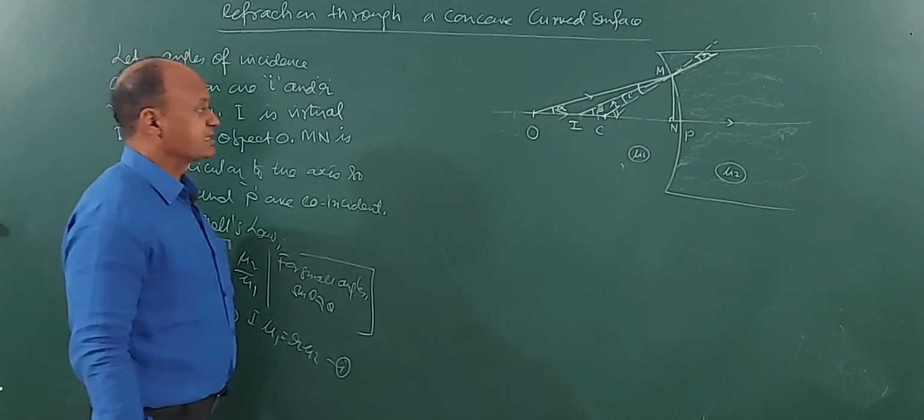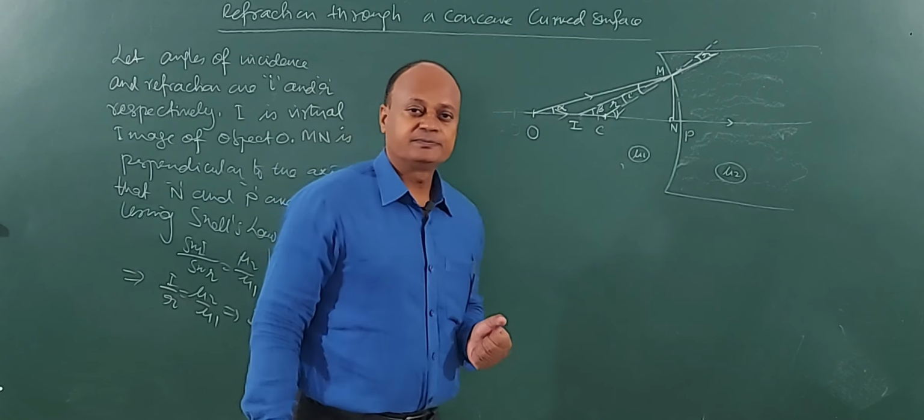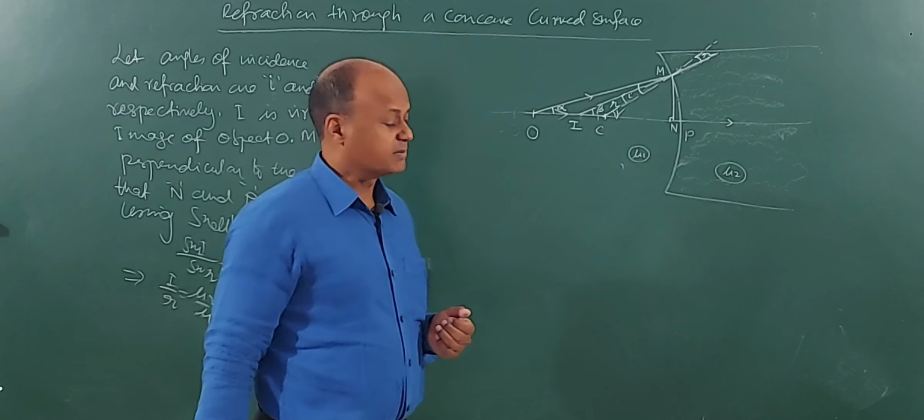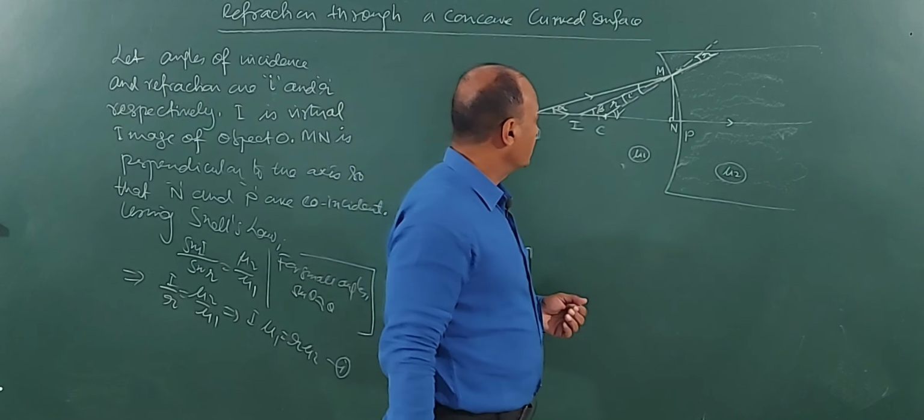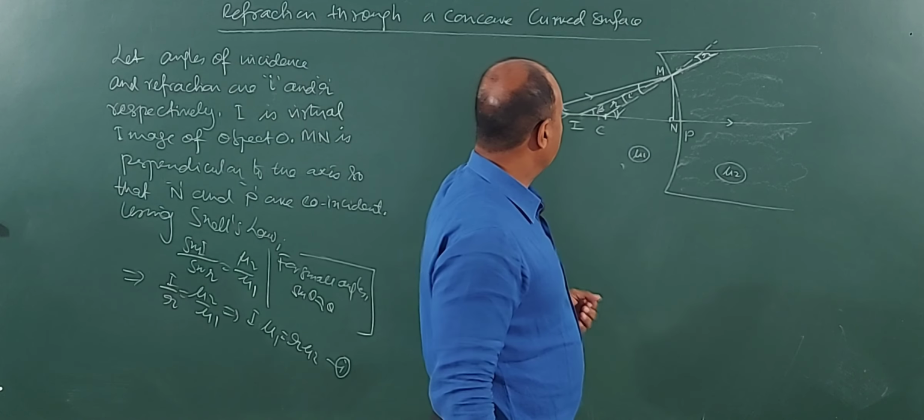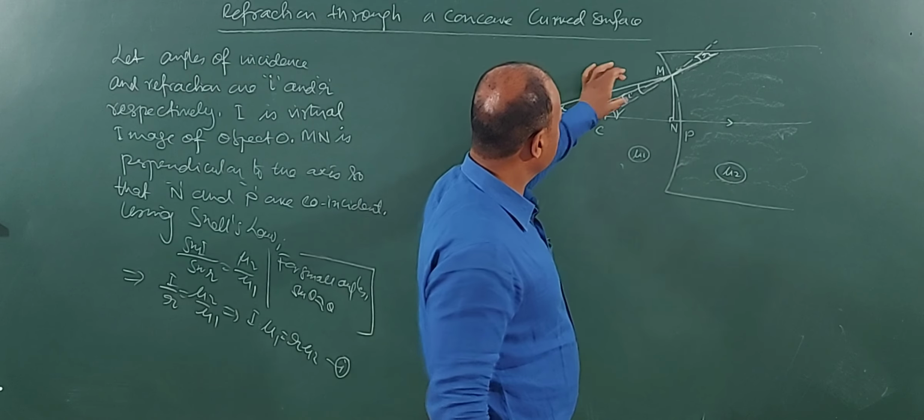Now, like before, I will be translating the values of I and R in terms of alpha, beta and gamma, these small angles. If I look at this angle, the whole angle is how much of I.